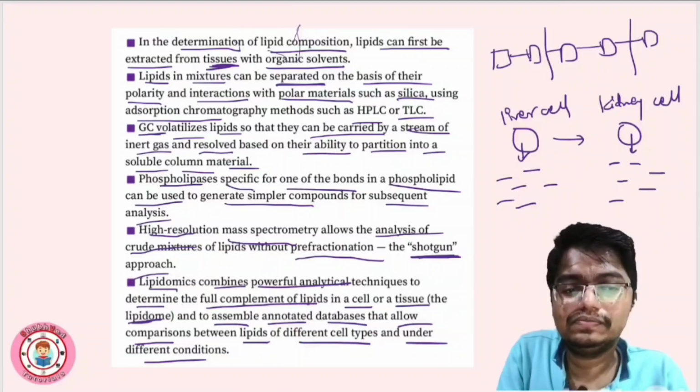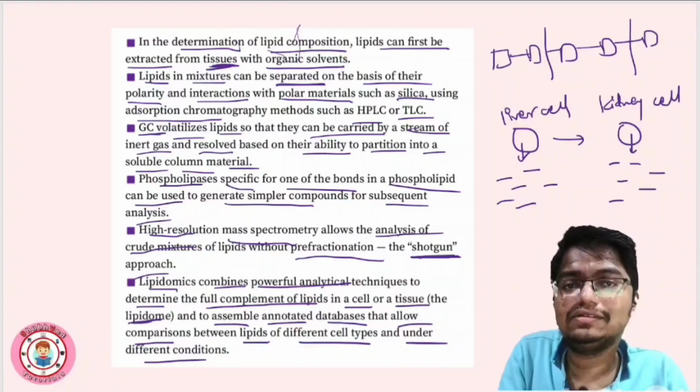So this was all about lipid. I have highlighted the important things. Membrane lipids हमने separate वीडियो में डिस्कस किया है.